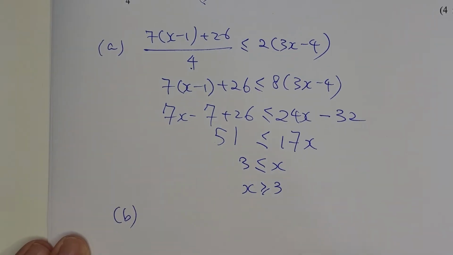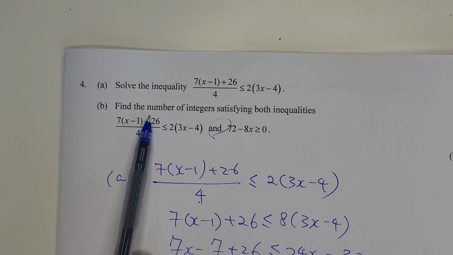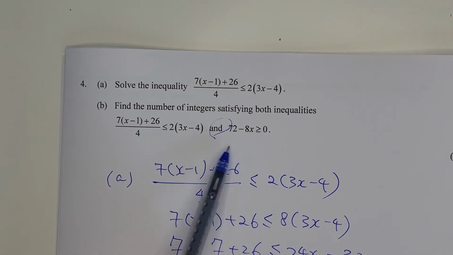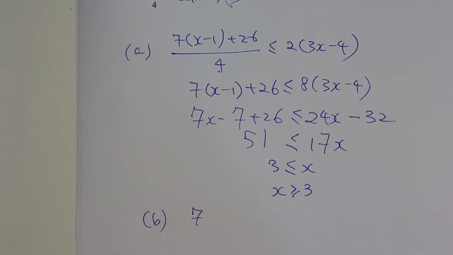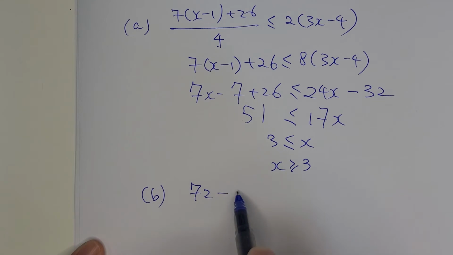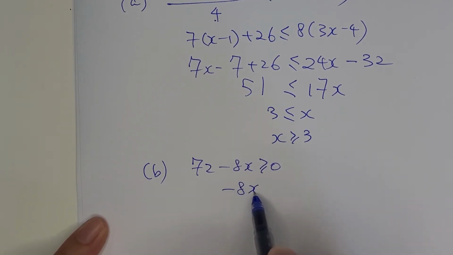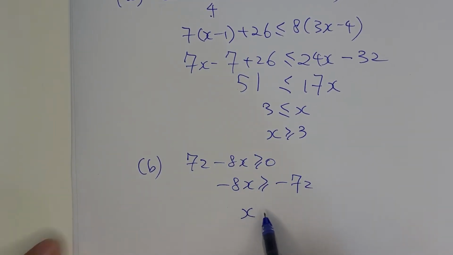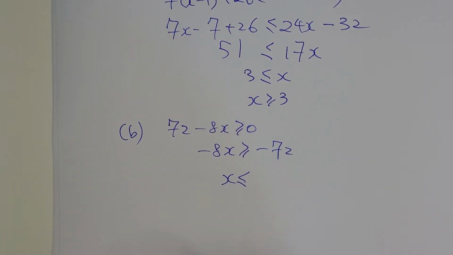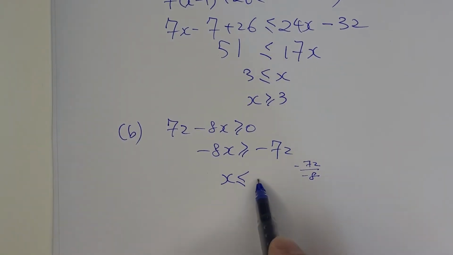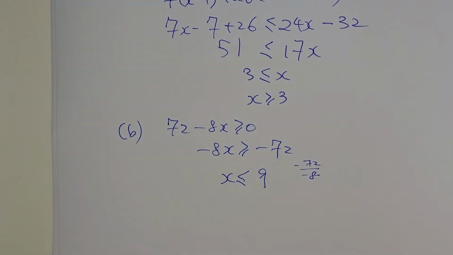And part B, you need to find the number of integers satisfying both of the inequalities. So for the second inequality, 72 minus 8x greater than or equal to 0. So negative 8x greater than or equal to negative 72. Now, when both sides are divided by negative 8, you need to reverse the inequality sign. And here, negative 72 divided by negative 8, you get positive 9.